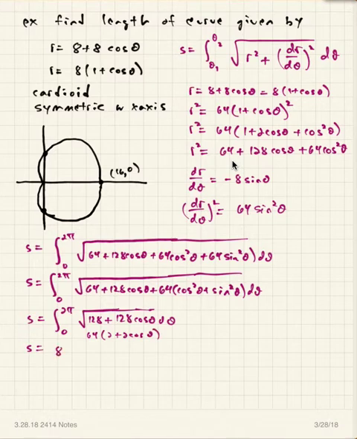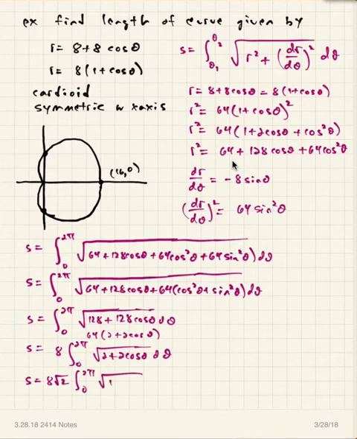And then the square root of 64 is 8. So you end up with 8 times the integral from 0 to 2 pi of the square root of 2 plus 2 cosine theta d theta. And then you can factor out a square root of 2 there, and you have 8 square root of 2 times the integral from 0 to 2 pi of the square root of 1 plus cosine theta d theta.